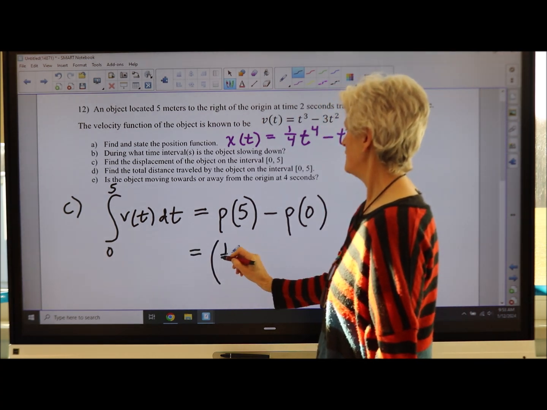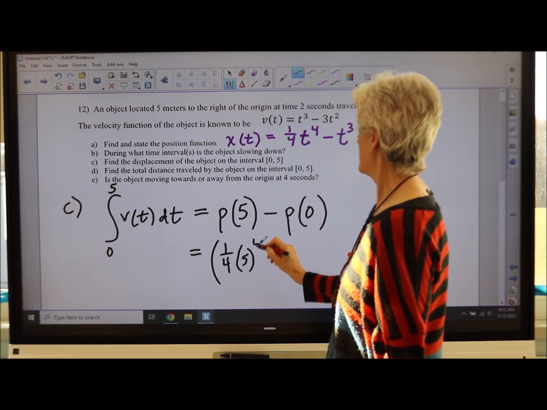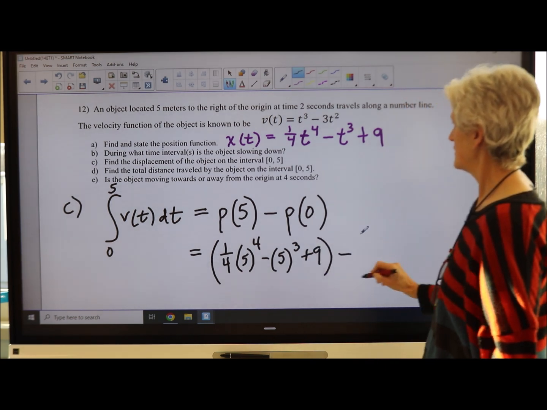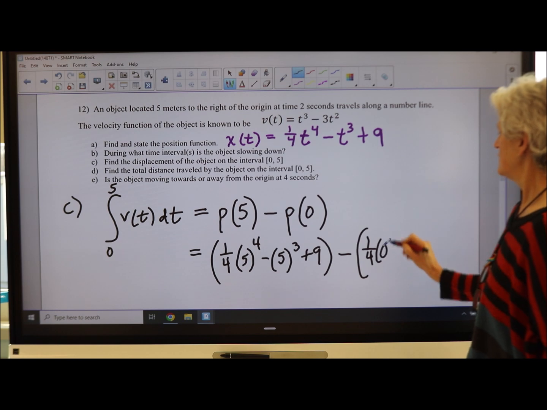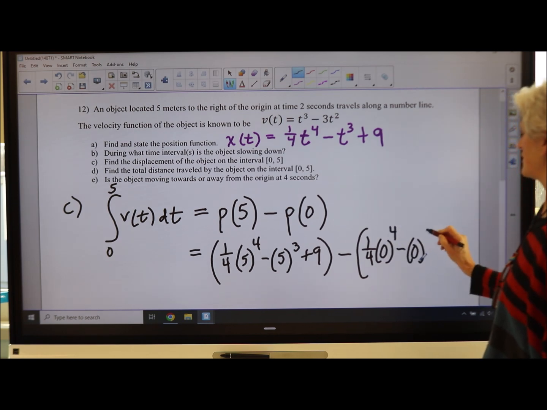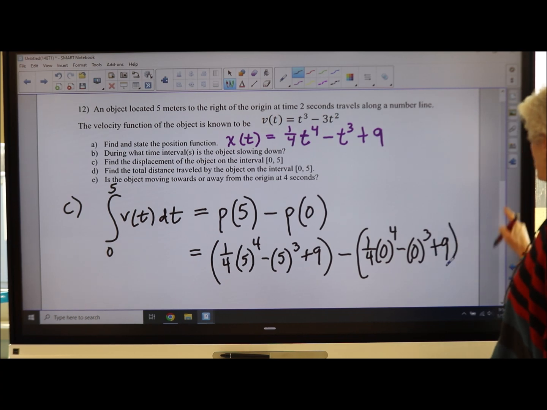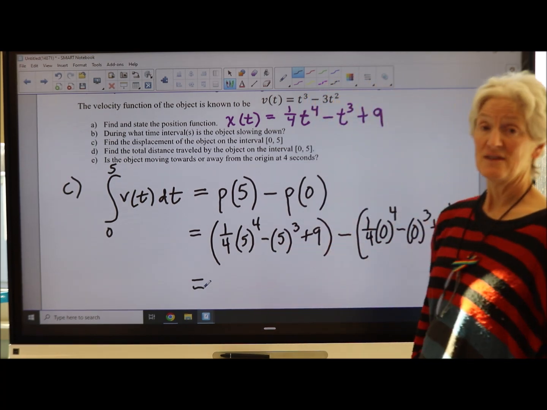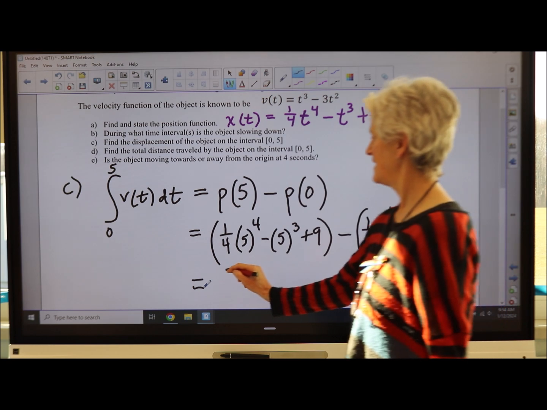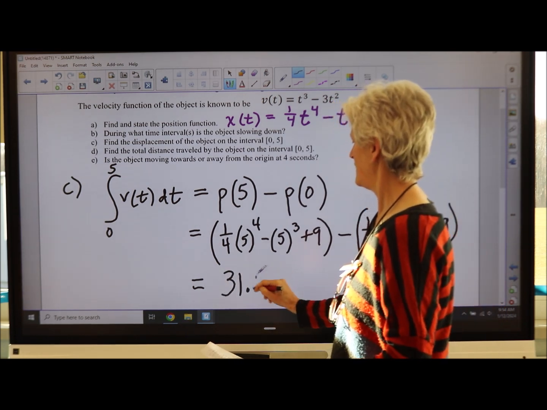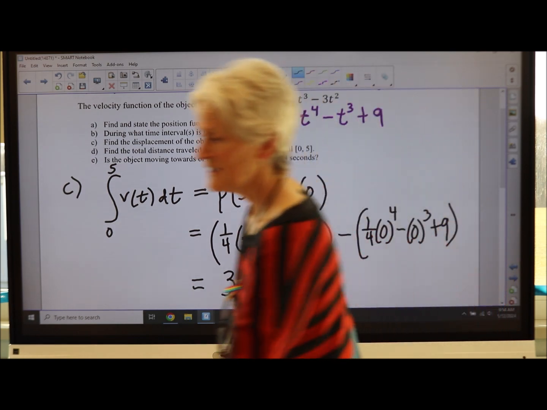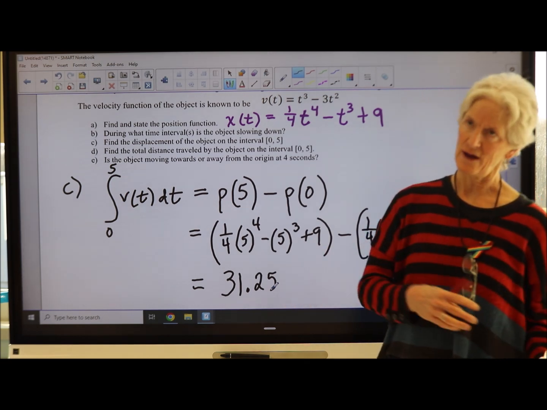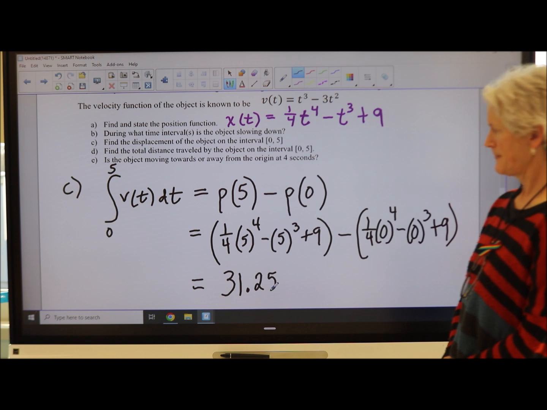So it's just going to be 1/4 times 5 to the 4th minus 5 cubed plus 9 minus 1/4 0 to the 4th minus 0 to the 3rd plus 9. You can throw that into a calculator or even leave it unsimplified. When I put it into a calculator, I got 31.25, which means I ended 31.25 meters to the right of where I began. Okie dokie.